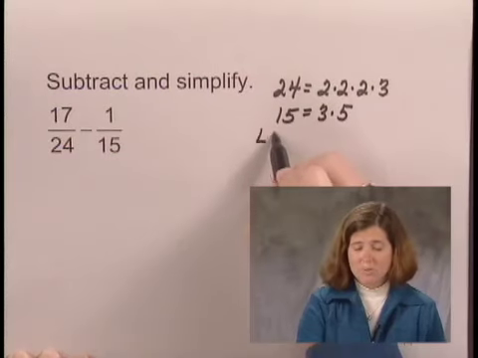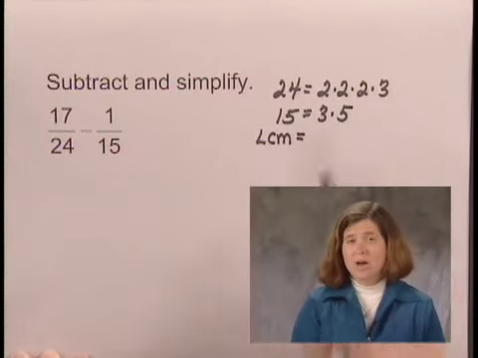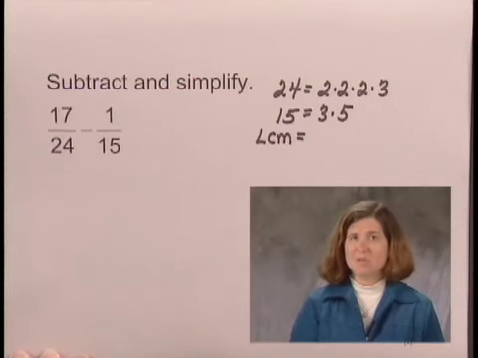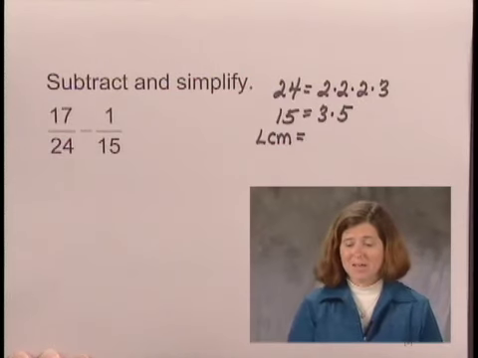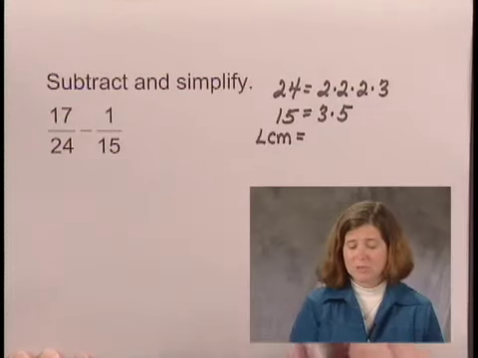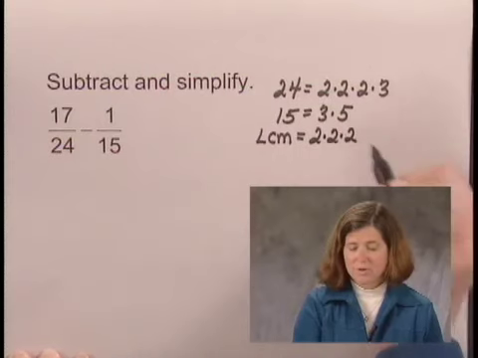So the least common multiple of 24 and 15 is the product of each of the prime numbers that appears in these factorizations the greatest number of times that it appears in any one factorization. So we'll start with 2. We have 3 factors of 2 in 24, so the least common multiple must contain 3 factors of 2.